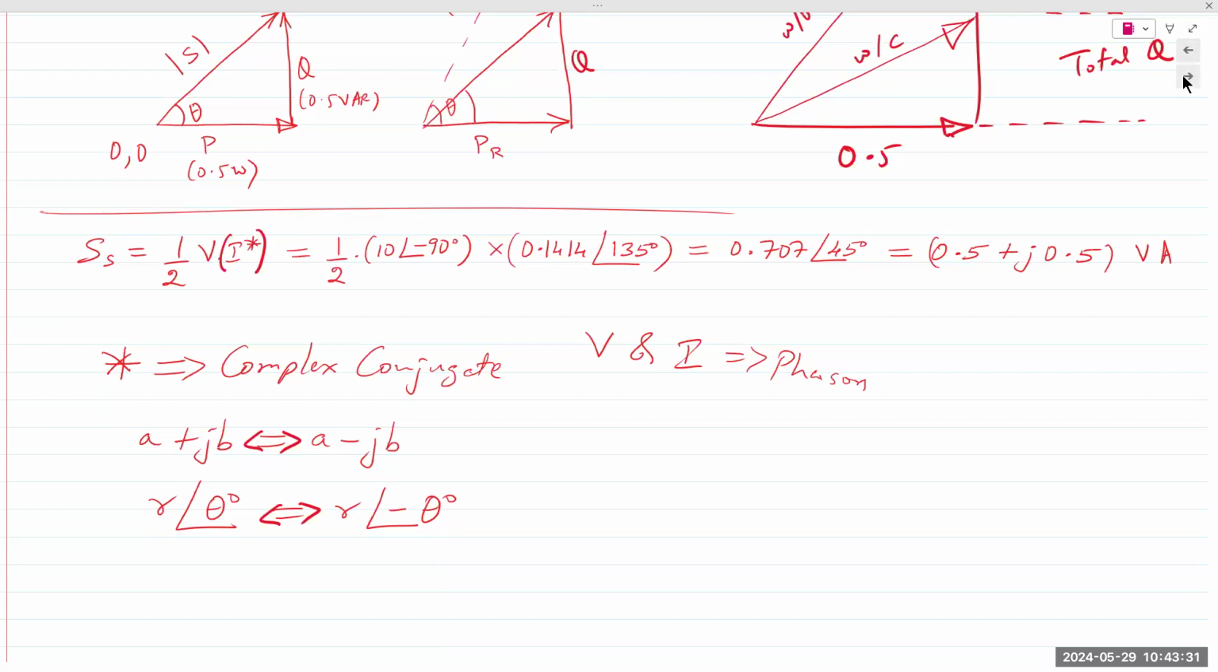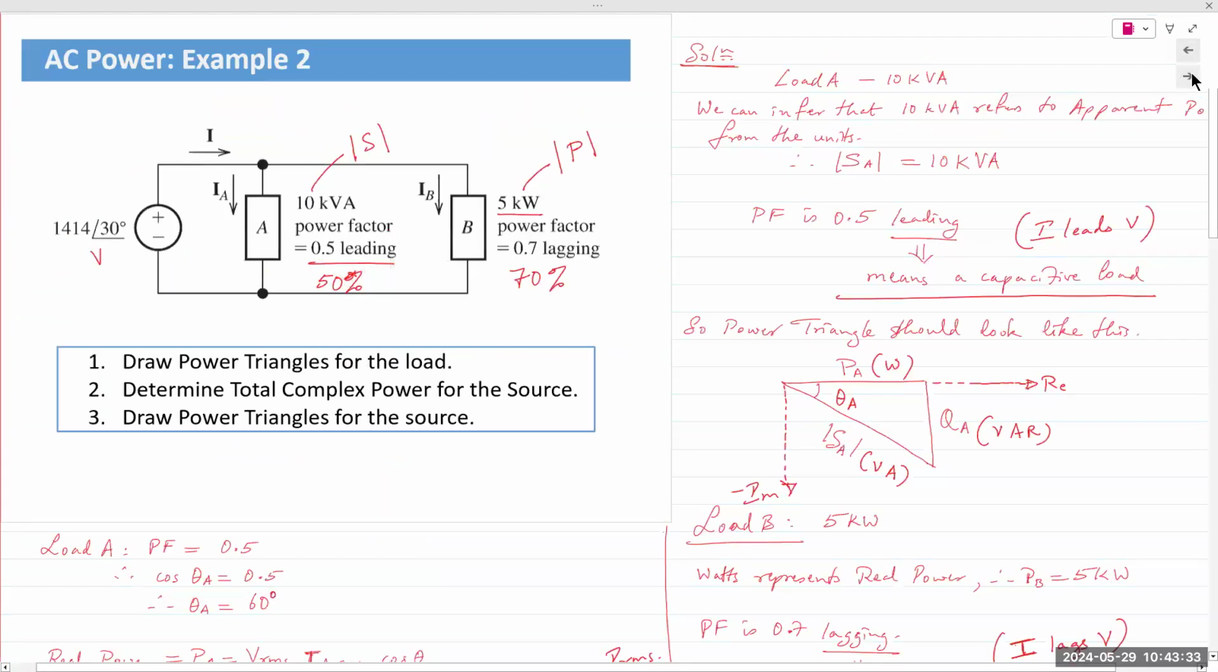Okay, let's look at example 2. This is very interesting. You have a circuit. It's actually not a circuit diagram, it's just a system diagram. There's a voltage source in there, and its value is given. And then you are given loads A and B. You are not told whether it's a resistor or inductor or capacitor. It's simply load A and B.